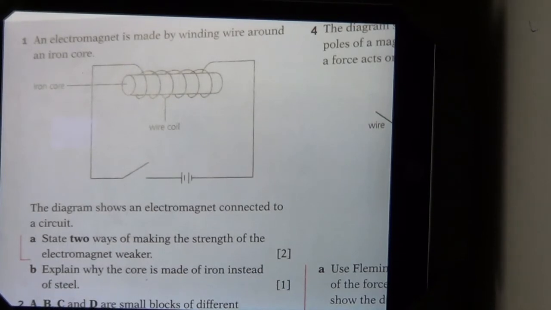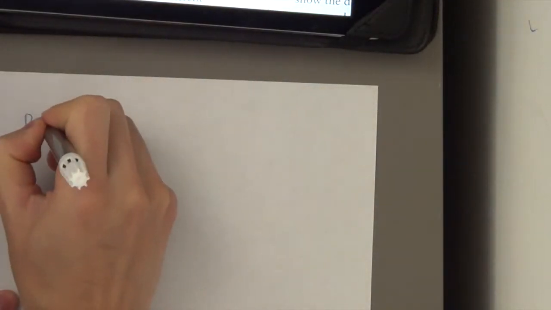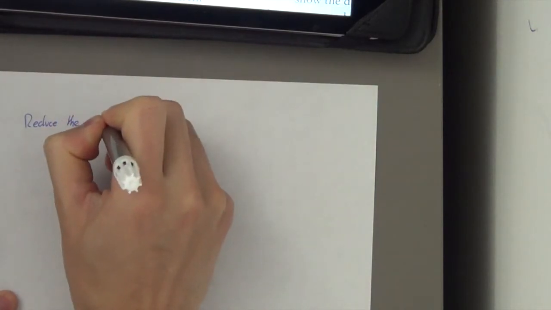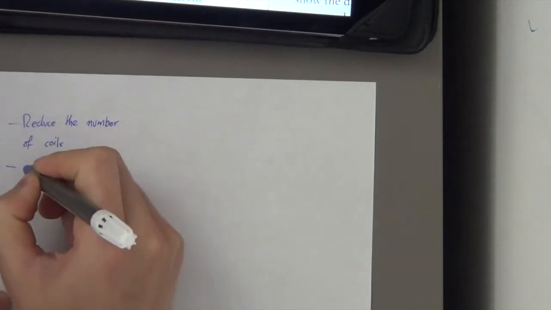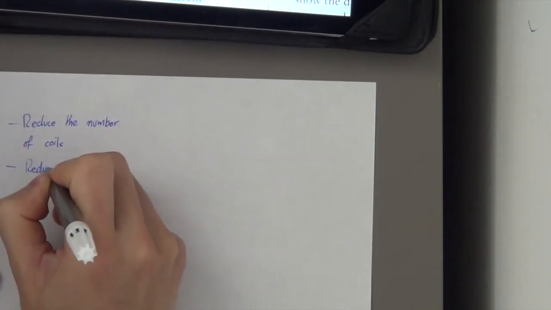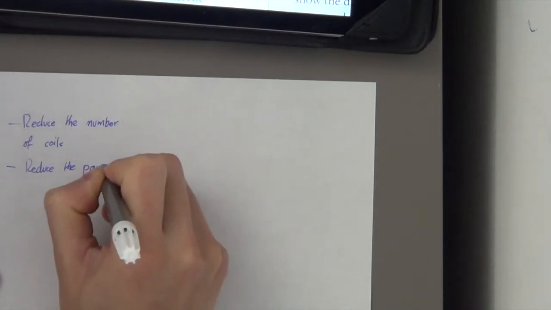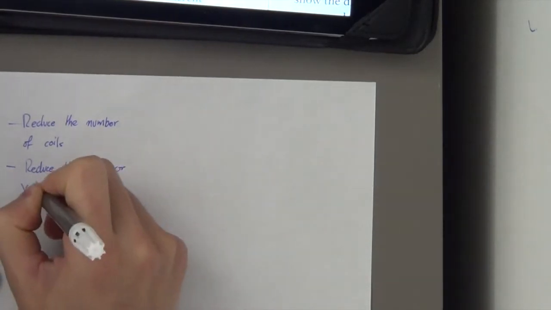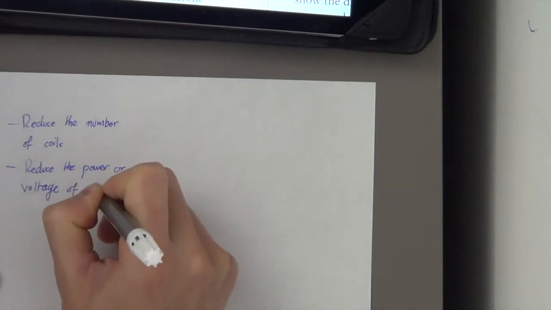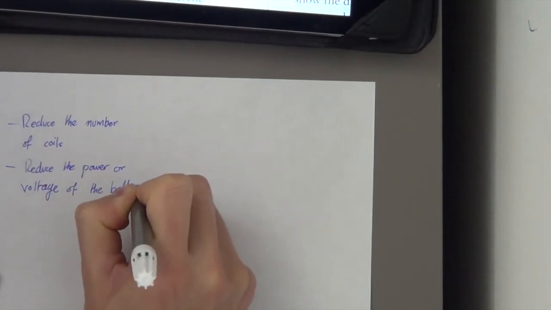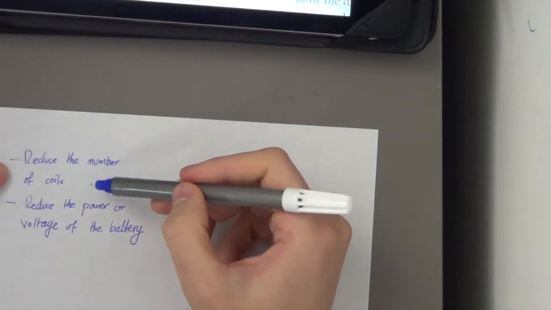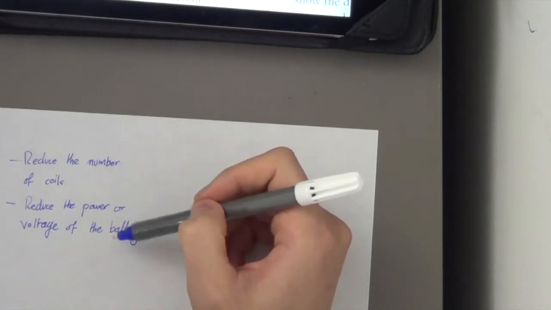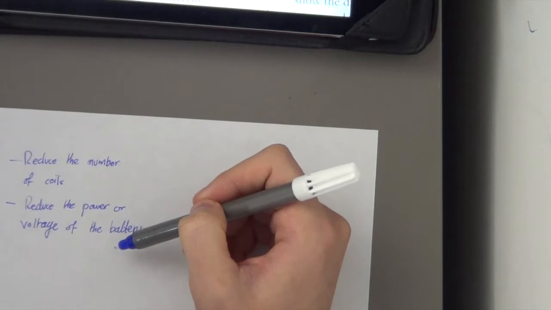weaker. Okay, weaker. So we can reduce the number of coils. That's one way. Or we simply could reduce the power or voltage of the battery. Okay, it's two ways, and it works the opposite. So basically, if we increase the number of coils, we can make it a stronger electromagnet. If we increase the voltage of the battery, we can make it a stronger one.